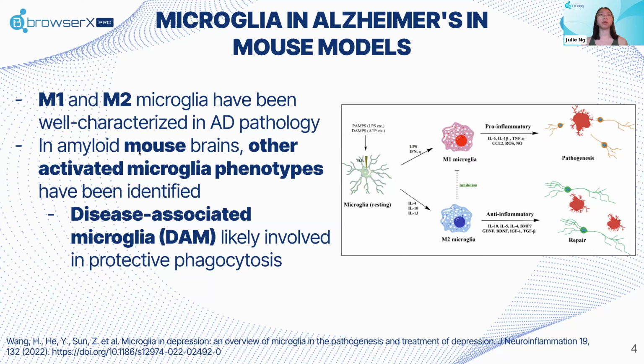More specifically, in amyloid mouse brains, other types of activated microglia phenotypes have been identified, such as disease-associated microglia, which is likely to be involved in protective phagocytosis. So the goal for today's webinar is to explore if I can find these subtypes within human brain and see if we can characterize them a little bit better.